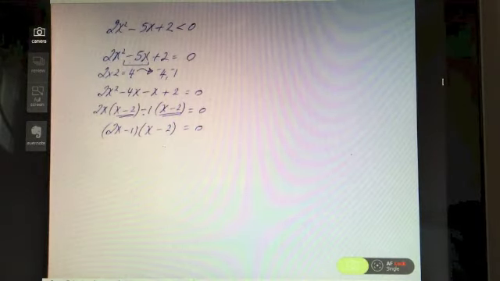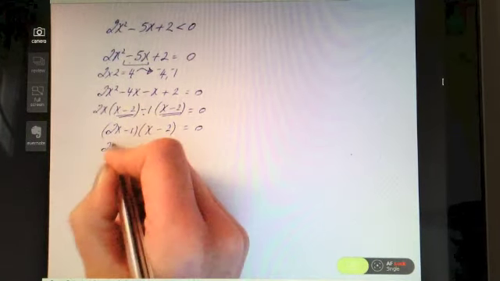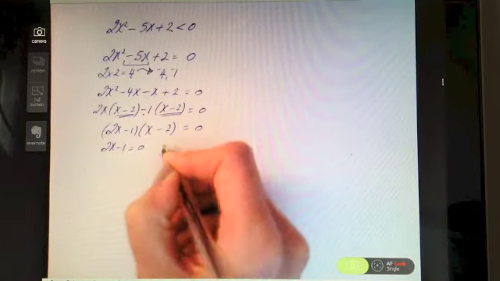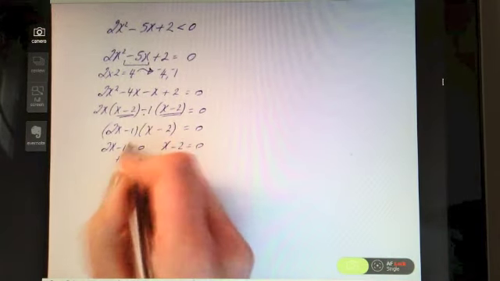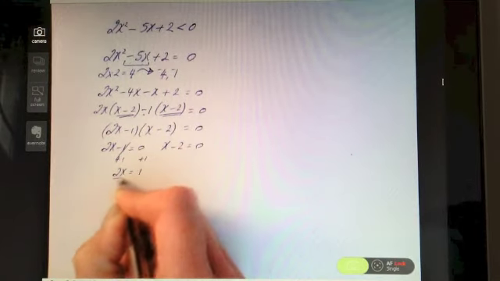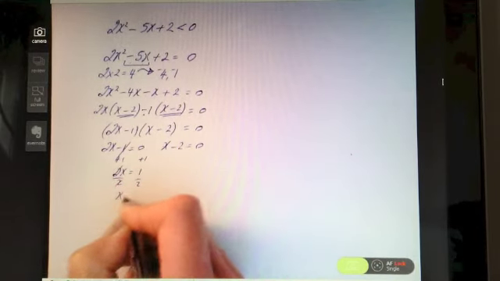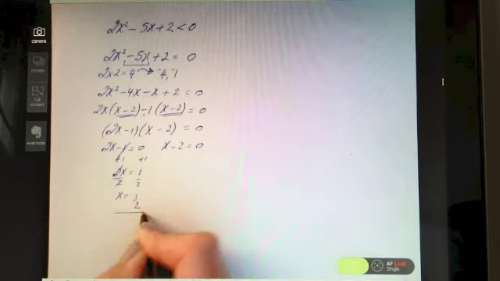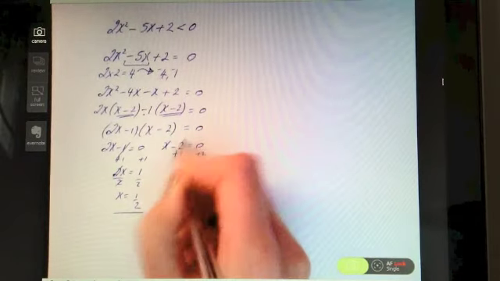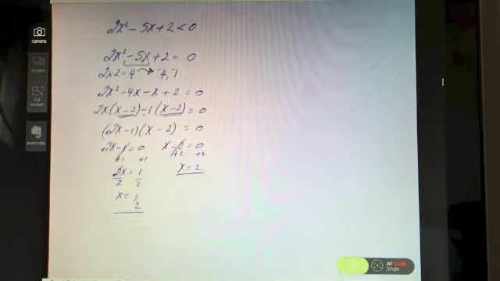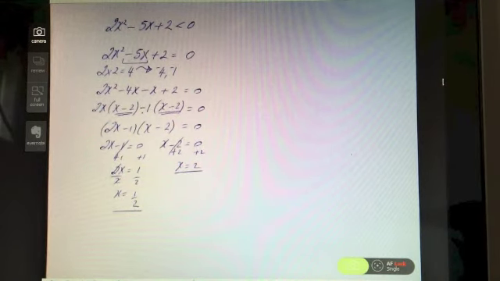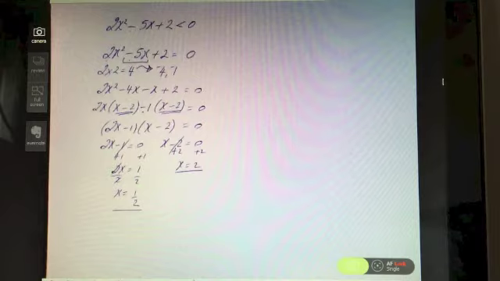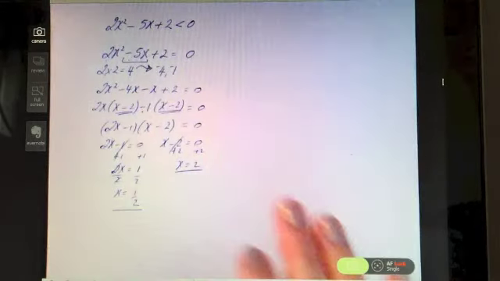So there we go. So solving that then, I got 2x minus 1 equals 0, or x minus 2 equals 0. Add 1 to both sides here, we get 2x is equal to 1, and divide both sides by 2, I get x is equal to a half. And here, add 2 to both sides, I get x is equal to 2. Okay, so there are my roots, and that is always your first step. So now you have two options. You're going to sketch it or you're going to test it, okay?